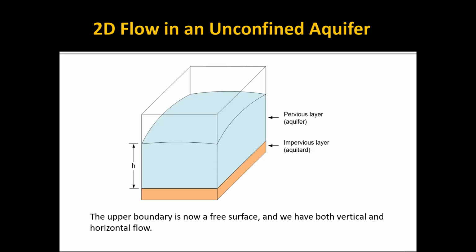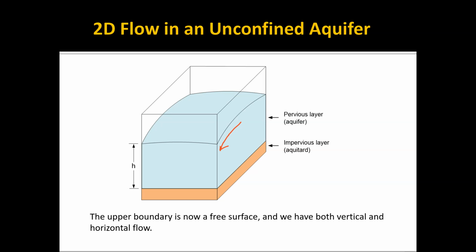All right, now let's look at an unconfined aquifer. In this case, we have an impervious layer at the bottom, and then the water table is defined by a height of h. If we use the bottom of the aquifer as our datum, we can express the head as the saturated thickness at any given point. And so the upper boundary is now a free surface, and we have both vertical and horizontal flow. So unlike a confined aquifer, we do get a little more vertical flow in this case. So for example, as that water table curves, there can be a little bit of a vertical element as water flows from one point to the next.